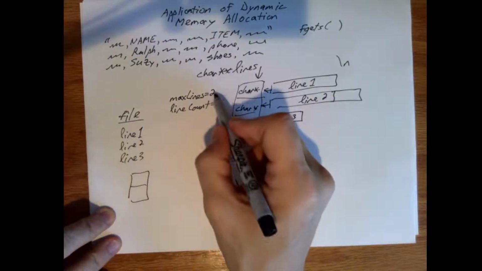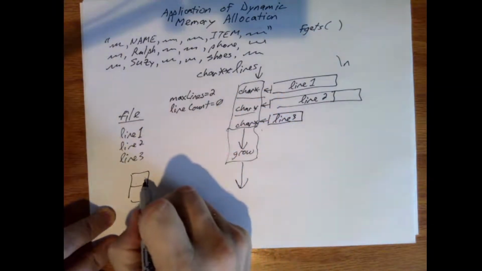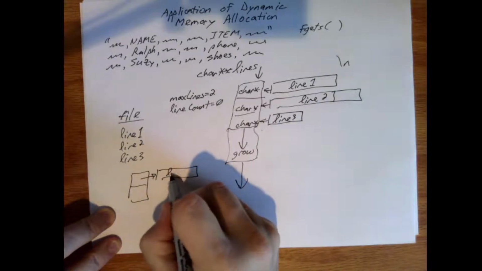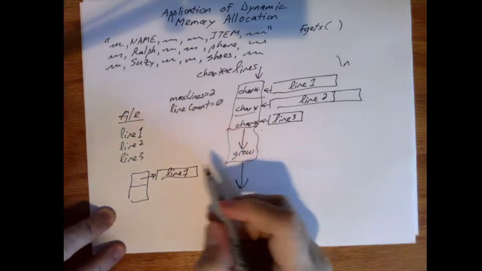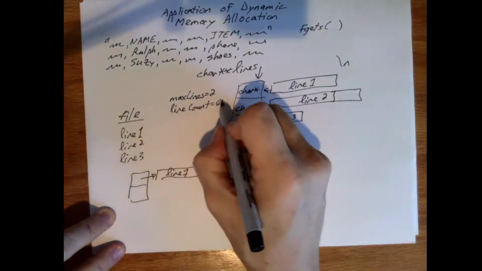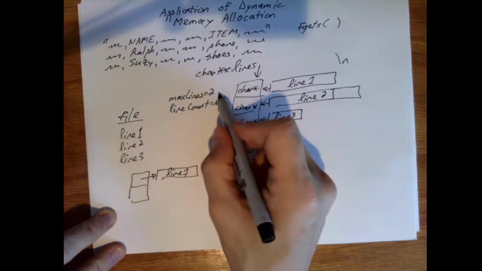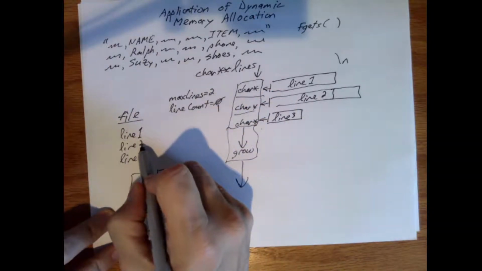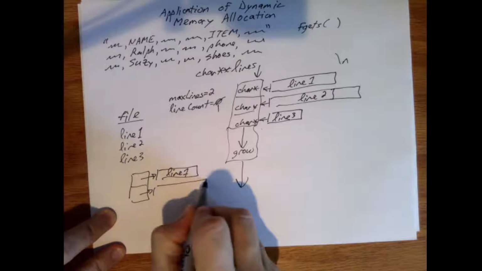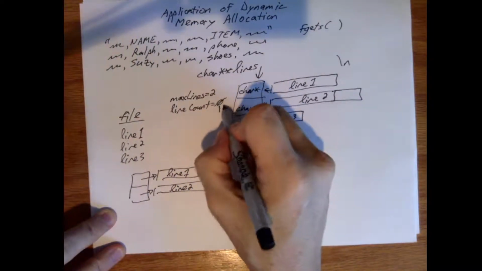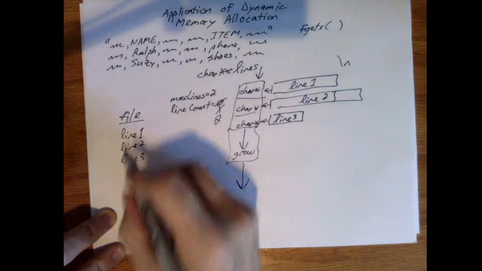So I'm going to check once to see, are these the same? They're not. So I know I have memory here. So I'm going to allocate memory to store line 1. And I do store line 1. Loop back up. This is now 1. I'm ready to store line 2. These aren't the same. So I'm ready to store line 2. Allocate memory for that. Line 2. Increment my counter to 2. Loop back up.